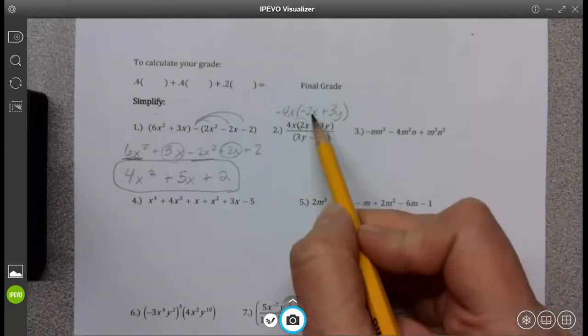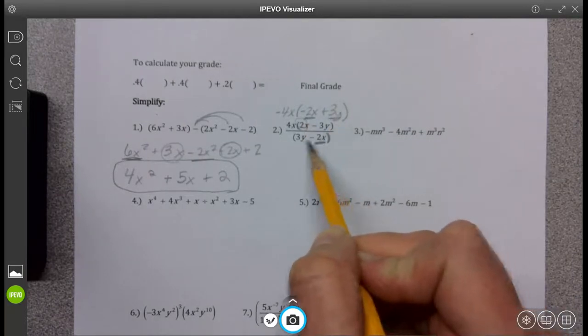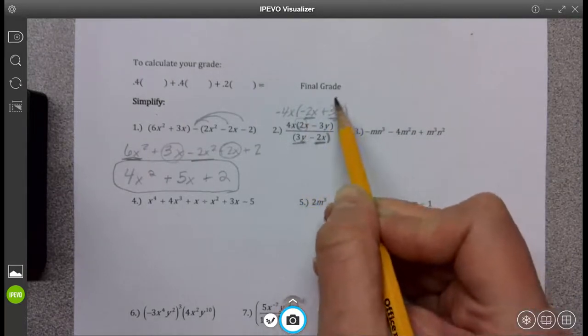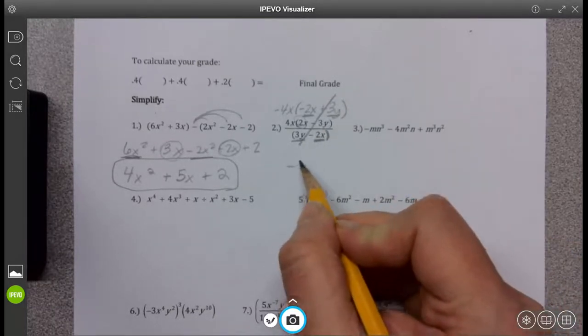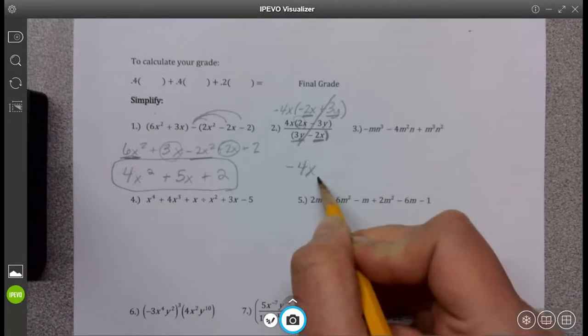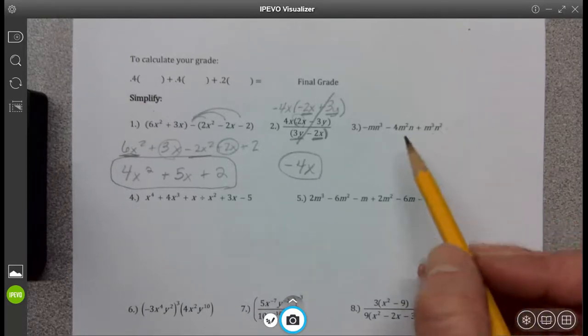So now we have a negative 2x, a positive 3y, negative 2x, positive 3y, and they cancel, or turn into 1, I should say. And you're just left with negative 4x. If you have to pause or rewind that, okay, go ahead. So obviously there's one like that on your final, so make sure you know how to do that.